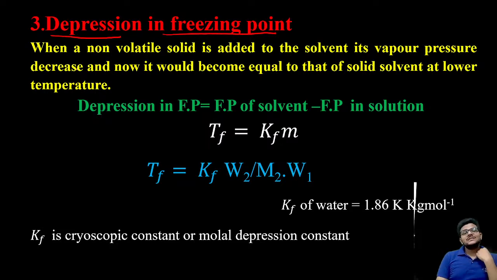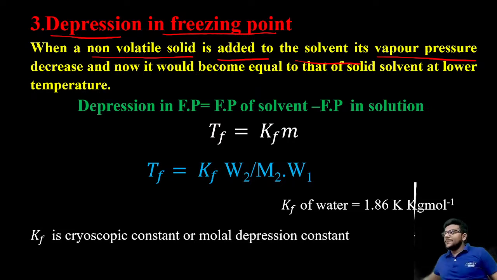Next, depression in freezing point: why does the freezing point decrease? Due to the solute, the vapor pressure of the solvent gets decreased, and now it would be equal to that of the solid solvent at a lower temperature.